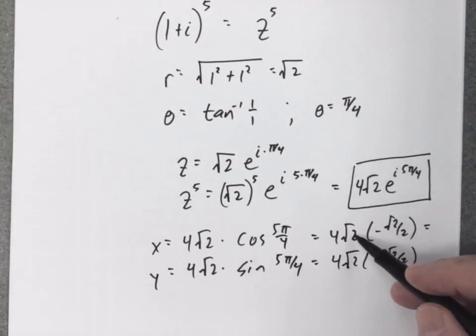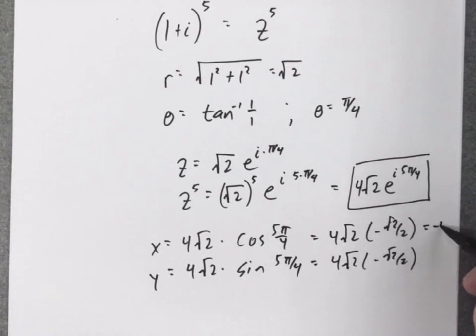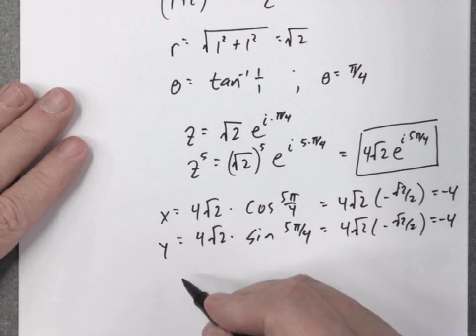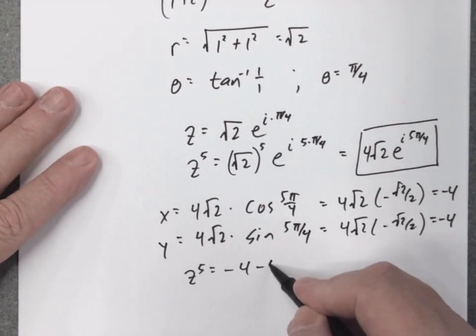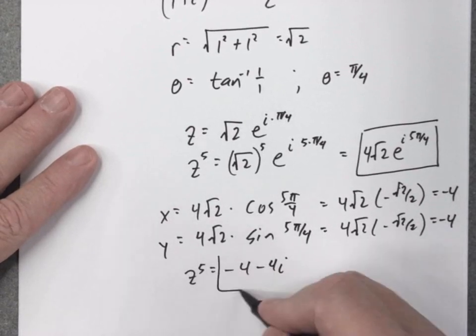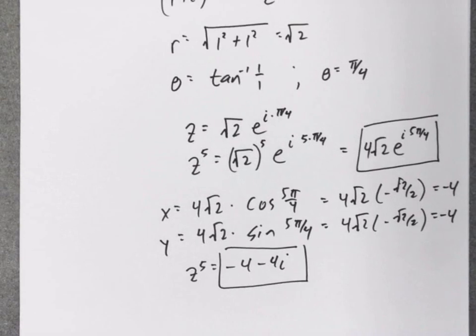So let's look at this. Square root of 2 times square root of 2 is 2, divided by 2. Those cancel. So it's negative 4. And of course the same thing happens here. So therefore, it's going to be negative 4 minus 4i. So there it is in rectangular form. So DeMoivre came up with a pretty clever and not too difficult way to raise complex numbers to powers.